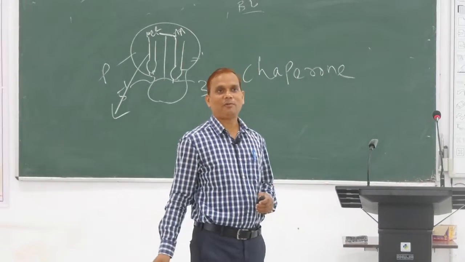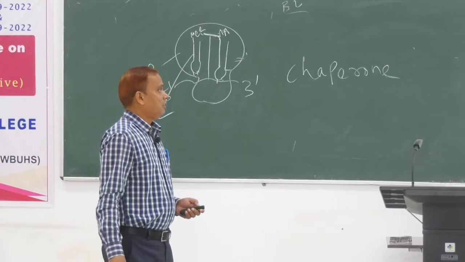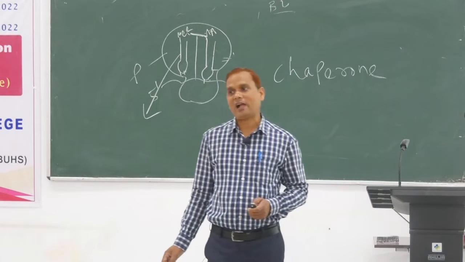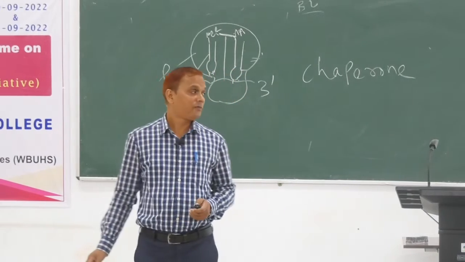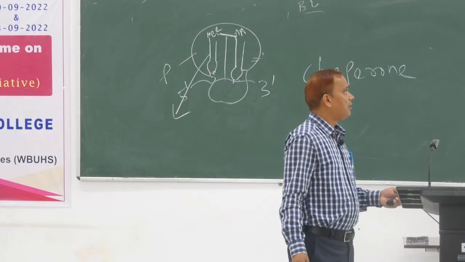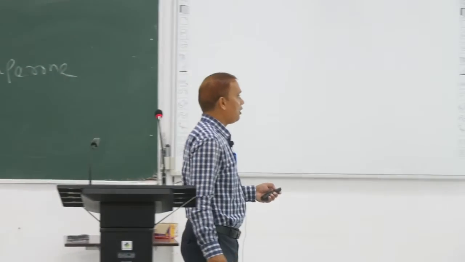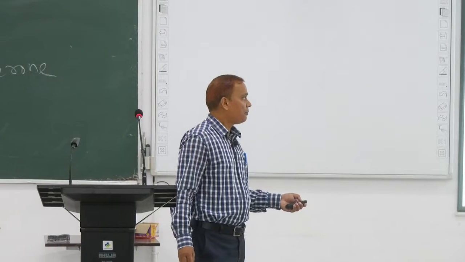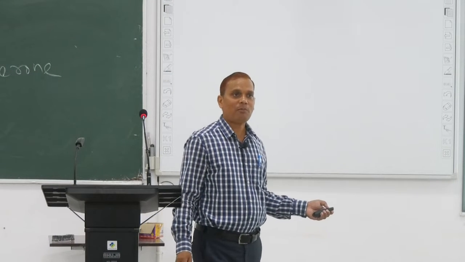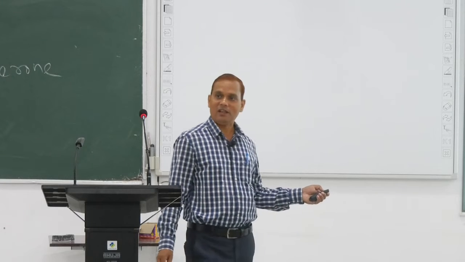Examples of phosphorylation process. Which enzyme will be helpful for the phosphorylation process? That is protein kinase. What will happen? This is the non-phosphorylated protein. Non-phosphorylated protein will be phosphorylated. That means a phosphate group will be bound, or addition of a phosphate group. By which enzyme? That is the protein kinase enzyme.